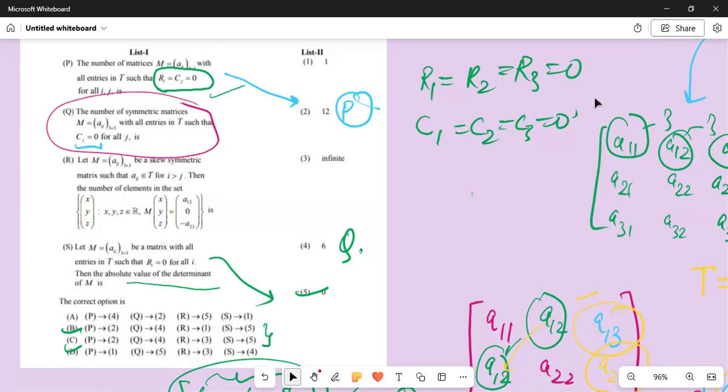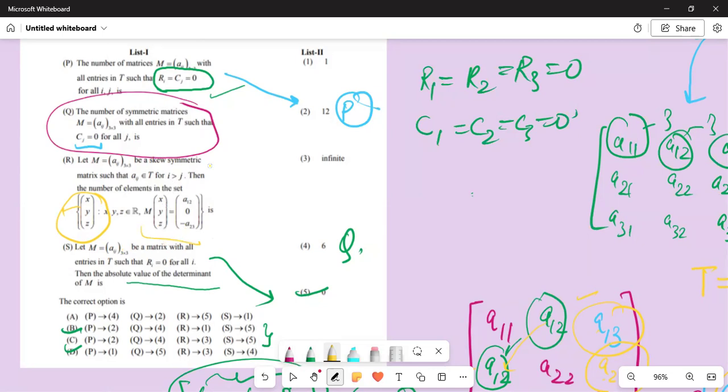What remains is to find the answer for the last part. It says that M is a skew-symmetric matrix such that the entries are again from the set T for i greater than j. Then we have to find the number of elements in the set of X, Y, Z. So how many of these X, Y, Z, the total vectors, are possible to satisfy this?